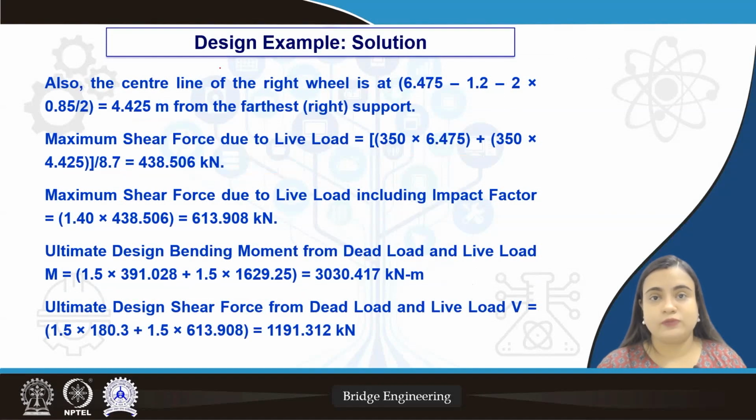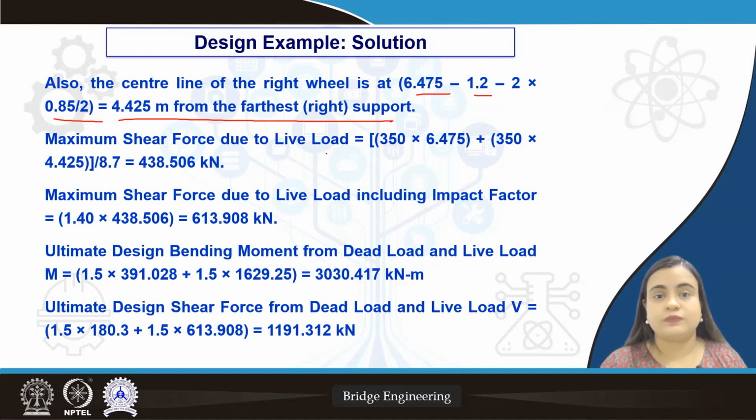Similarly, we can calculate the center line of the right wheel, that is equal to 6.475 minus of 1.2 minus of 2 times 0.85 by 2, that is 4.425 meter from the furthest support. So for this condition, the maximum shear force due to live load can be determined by using the fundamentals of mechanics. We can draw the loading diagram, then subsequently we can draw the shear force diagram.